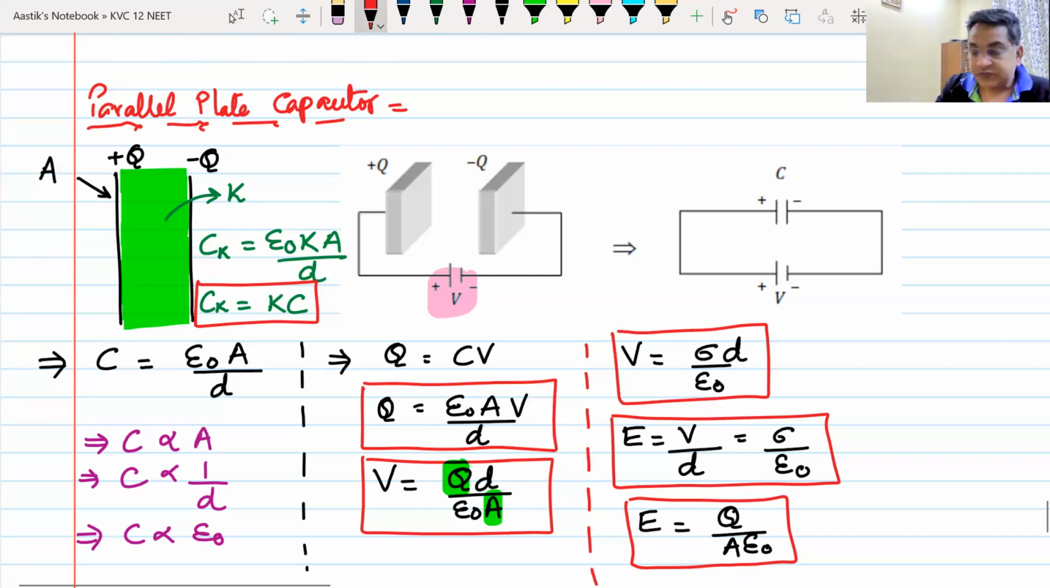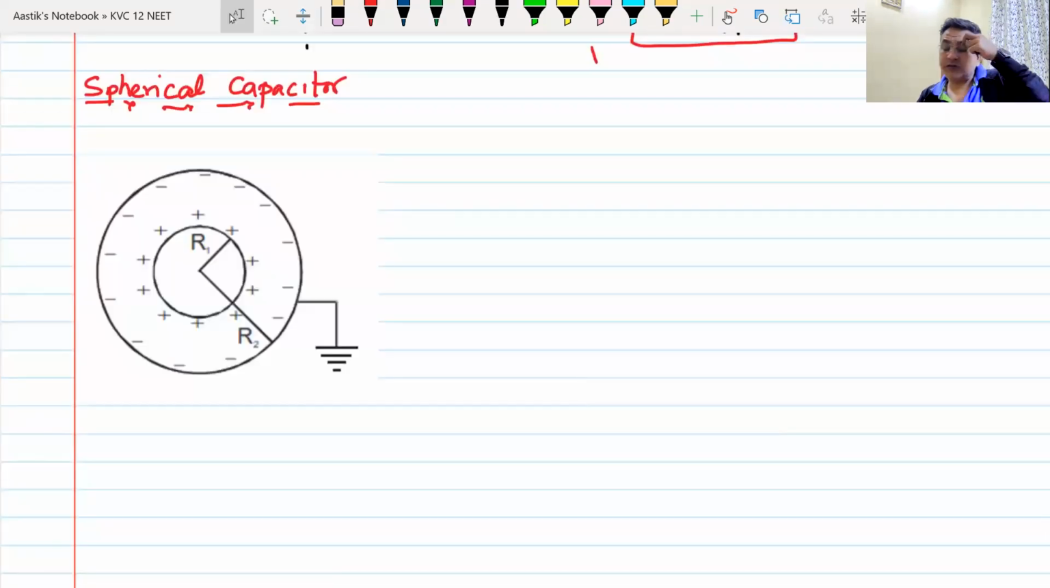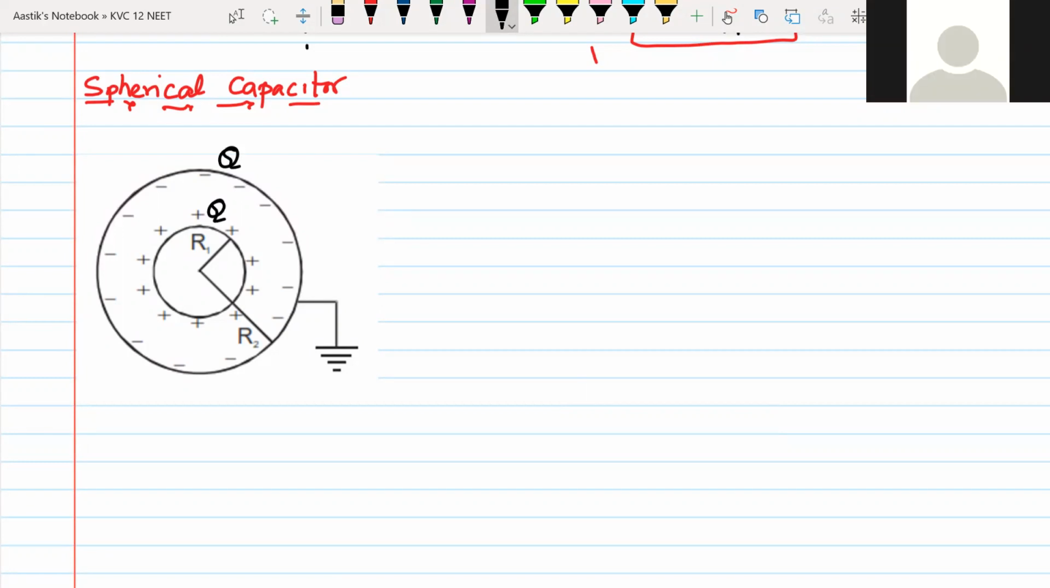Have you noted it down? Okay, the next type of capacitor whose formula you should remember is known as a spherical capacitor. So write the heading spherical capacitor. And how does a spherical capacitor look? It looks like this. It consists of two concentric shells, the inner shell of radius R1 and the outer shell of radius R2. The inner shell is given a positive charge plus Q, and the outer shell is given an equal negative charge minus Q, as you can see in the diagram.